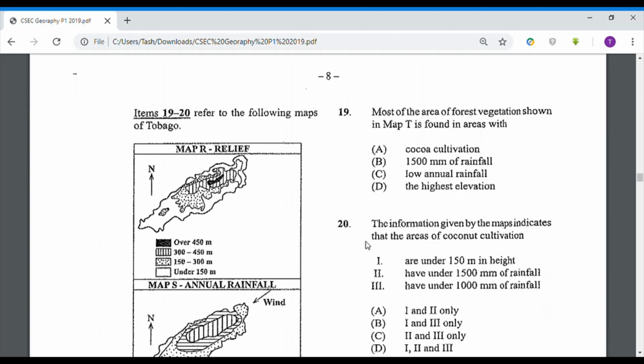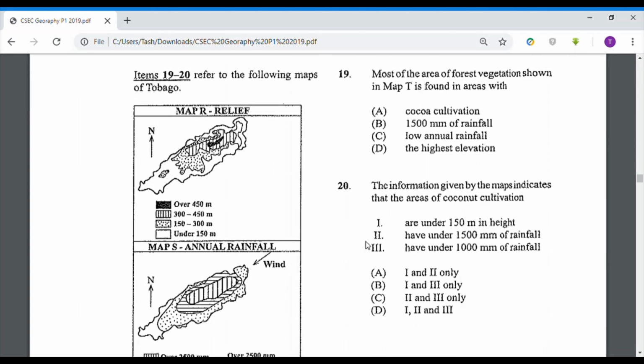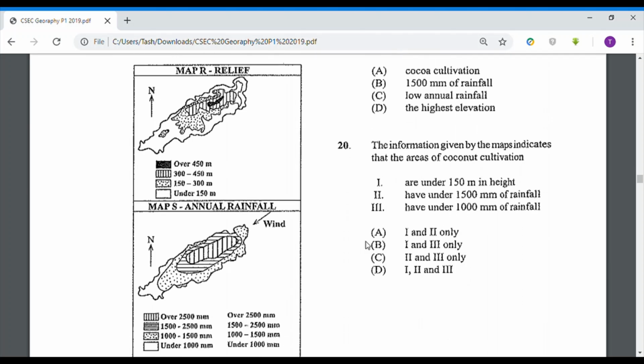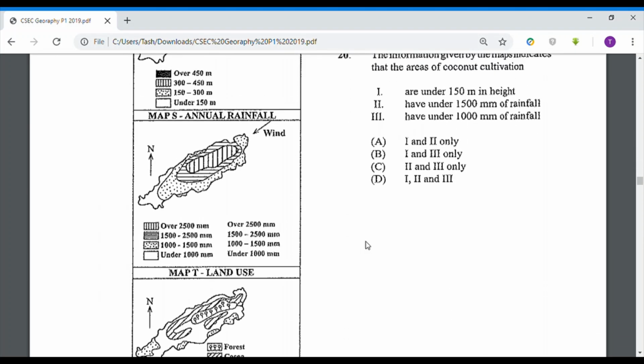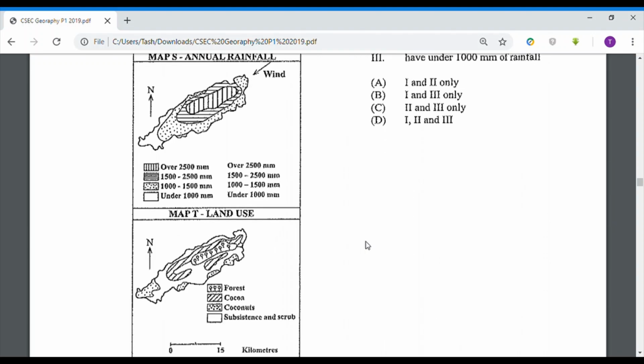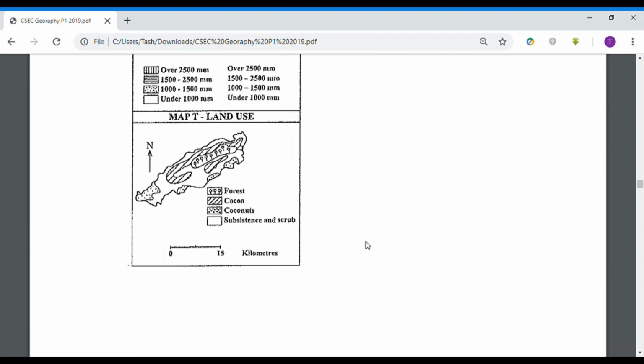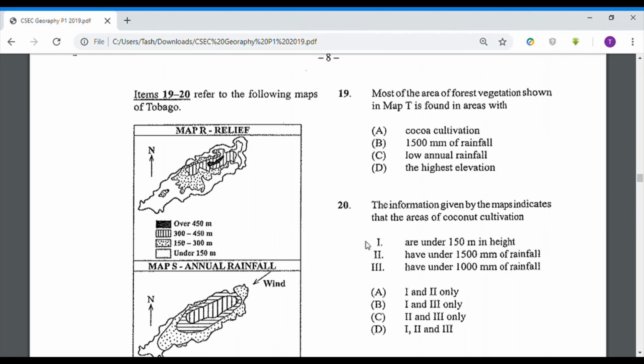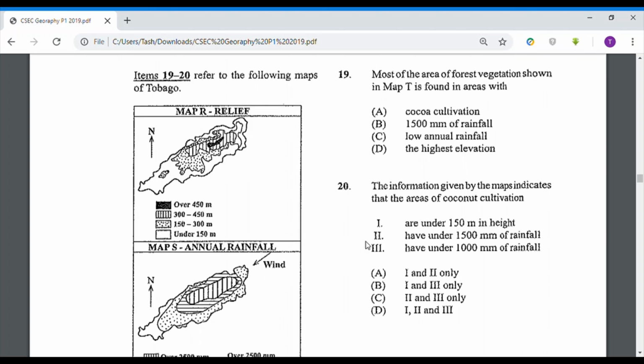Items 19 to 20 refer to the following maps of Tobago. So we have 1, 2, 3 maps. One is showing the relief of the land, the other is showing annual rainfall, and the third one is showing land use. The question: most of the areas of forest vegetation shown in map T is found in areas with, and you have the options.